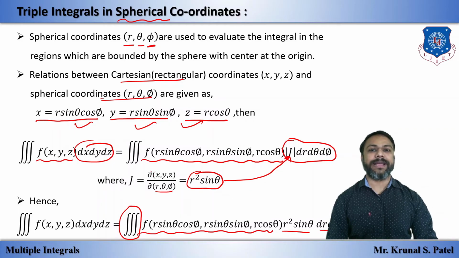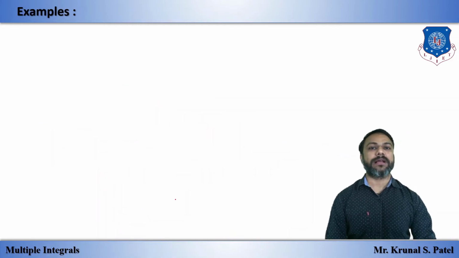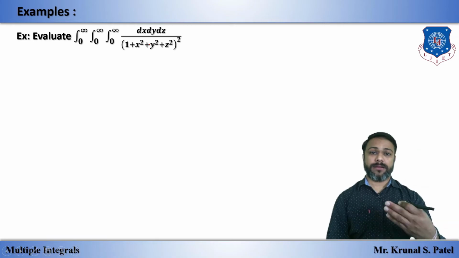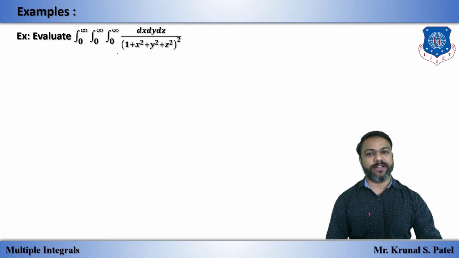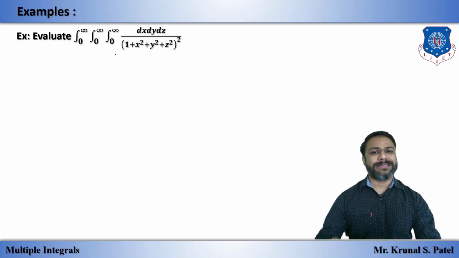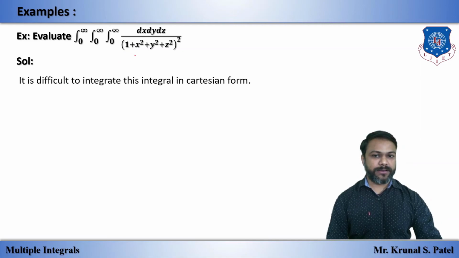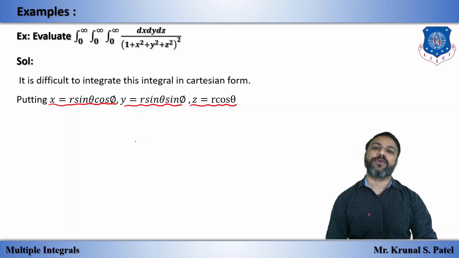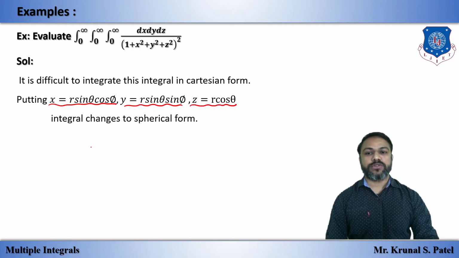So let's have a look at the example, so you can understand better how we can convert the given Cartesian into the spherical coordinate system, and why we need to convert, because this kind of example cannot be solved easily in Cartesian coordinates. So we need to convert into spherical or cylindrical according to the given data. Here it is difficult to integrate this integral in Cartesian form. So by putting this transformation, and this is the spherical transformation, the integral changes into spherical form.